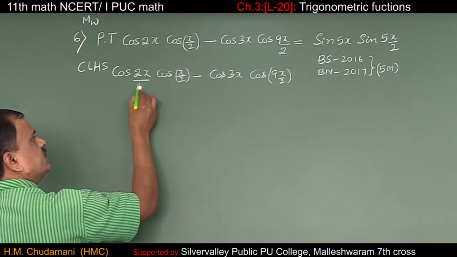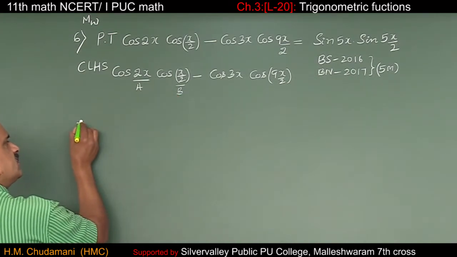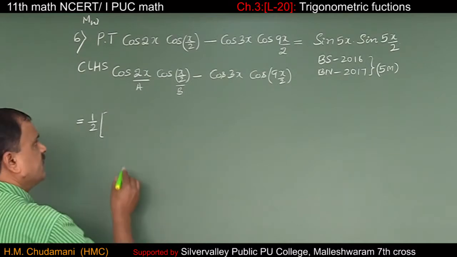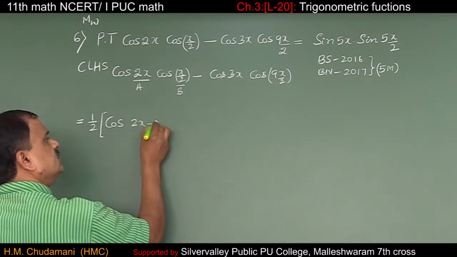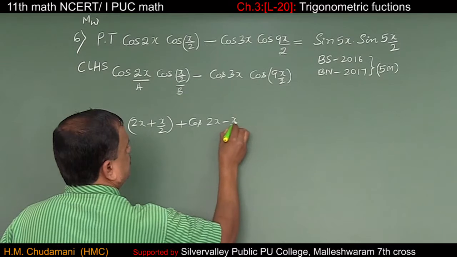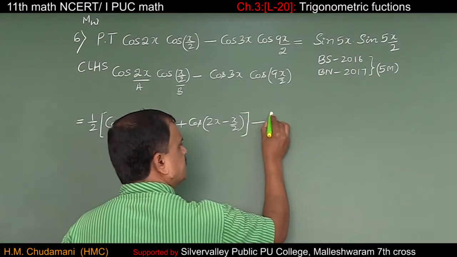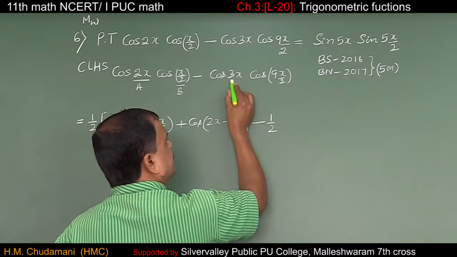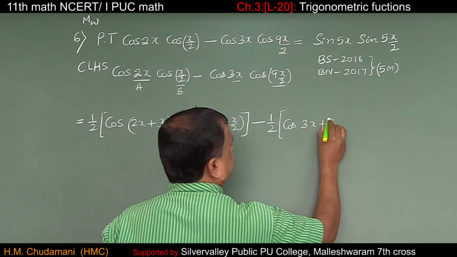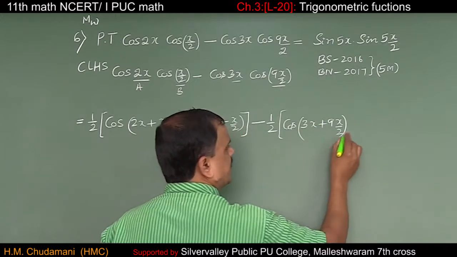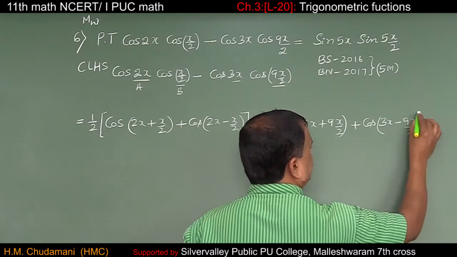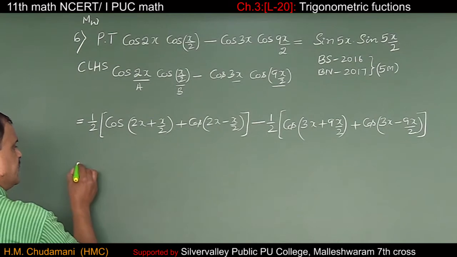This is of the form cos A cos B formula. What is cos A cos B? Half into cos of A plus B plus cos of A minus B. Again cos A cos B, A is this, B is this. Half into cos of A plus B means 3x plus 9x divided by 2, plus cos of A minus B, 3x minus 9x divided by 2. I just take 1 by 2 common.